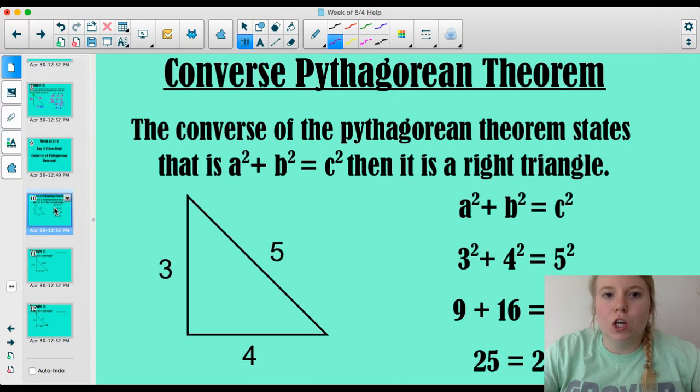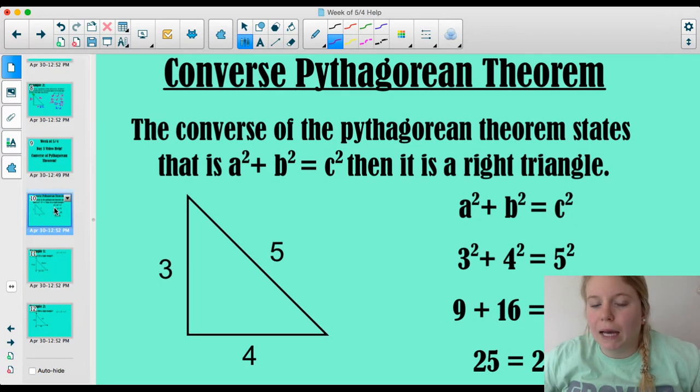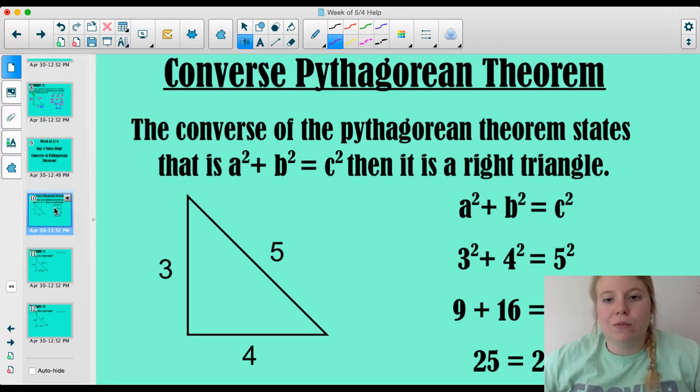Okay, so the converse Pythagorean theorem. Remember, the Pythagorean theorem says that if it is a right triangle, then a squared plus b squared equals c squared. The converse states that if a squared plus b squared equals c squared, then it is a right triangle. So what's the opposite? This time we're going to be given side lengths and we're going to determine, is it a right triangle or not?